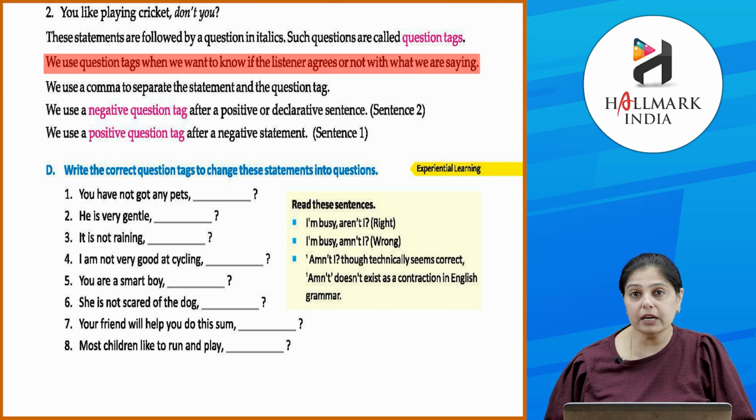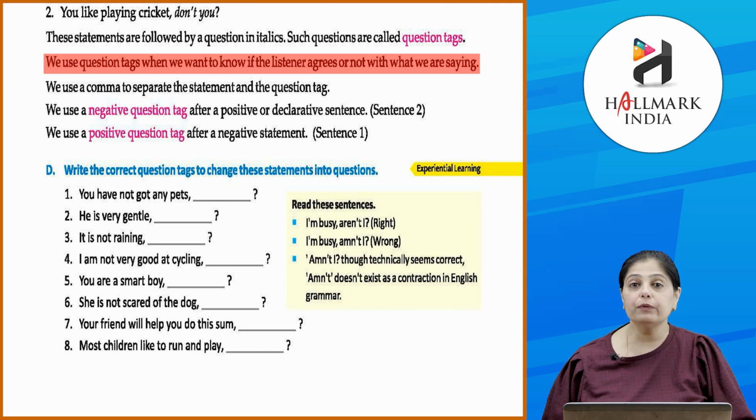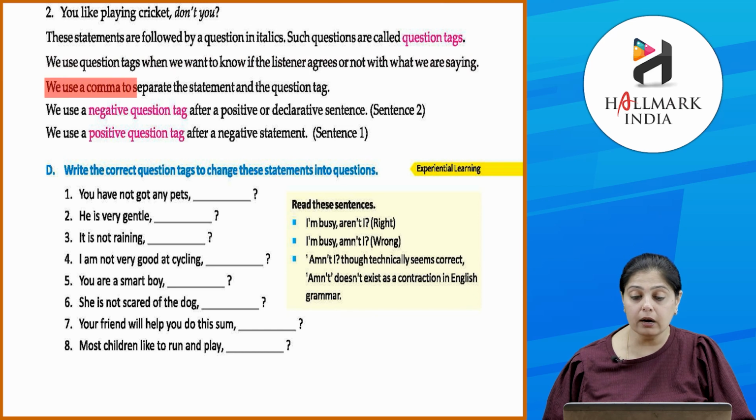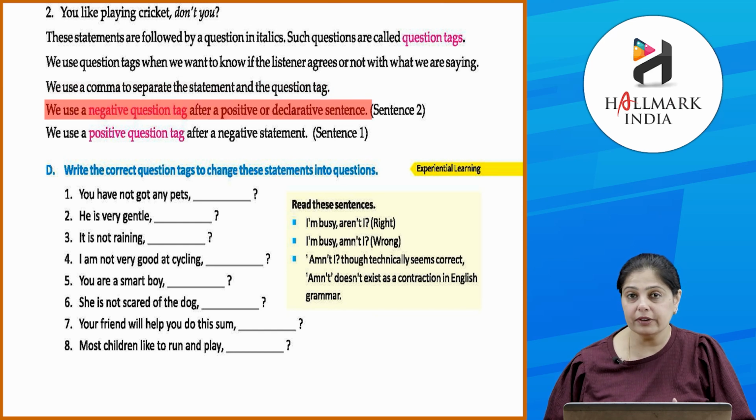ओके, हमें कंफर्म करना होता है अग्री कि सामने वाला हम जो पूछ रहे हैं या बोल रहे हैं उसके साथ अग्री कर रहा है या नहीं. राइट? इसके लिए हम यूज करते हैं क्वेश्चन टैग्स. ओके, एंड फॉर दैट वी यूज अ कॉमा टू सेपरेट द स्टेटमेंट एंड द क्वेश्चन टैग. वी यूज अ नेगेटिव क्वेश्चन टैग आफ्टर अ पॉजिटिव और डेक्लेरेटिव सेंटेंस. ओके, जैसे यू लाइक प्लेइंग क्रिकेट, डोंट यू?